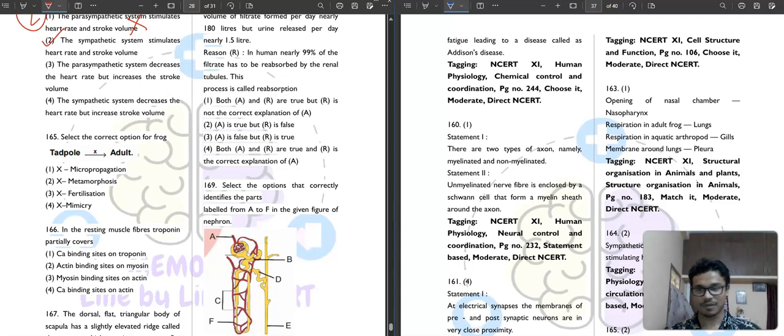Tadpole, select the correct option for the frog. Tadpole to adult, X. So, X is what? Metamorphosis. Definitely the second option is your correct answer. Then, what does it mean by metamorphosis? Metamorphosis means a sudden, drastic change. That is called metamorphosis.